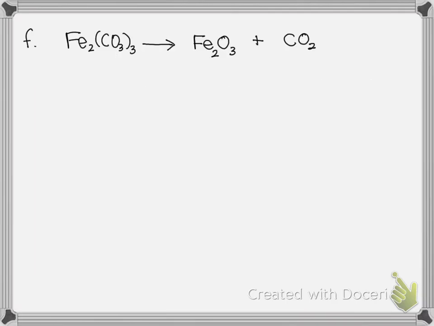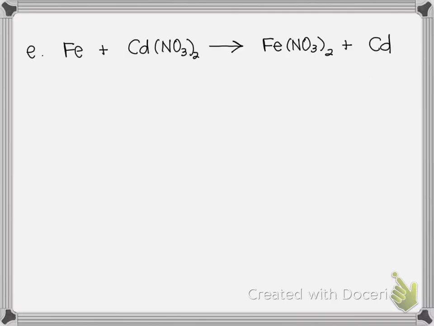Well, let's take a look at E and F. So here is letter E. All right, so how would we start? Again, I compare, and I'm going to do the metal. So I do iron and cadmium. Now look, you could do NO3 together.